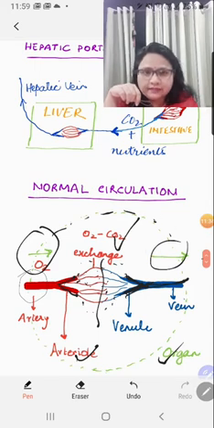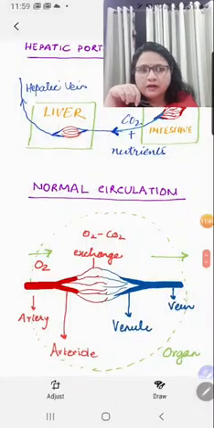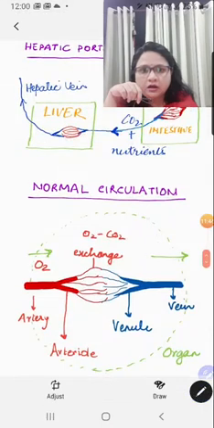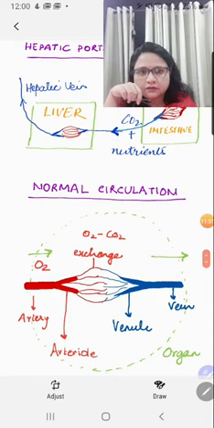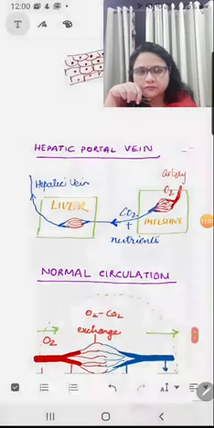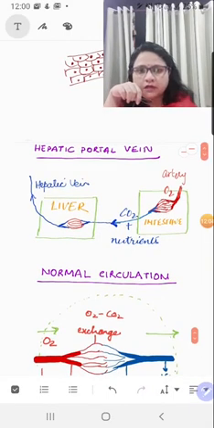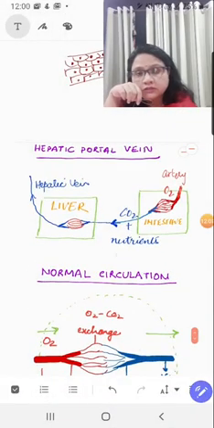Now you just see this upper structure, the above one. I hope you'll be able to see. I'm talking about this one there, the above, hepatic portal vein, right? What is the difference here?